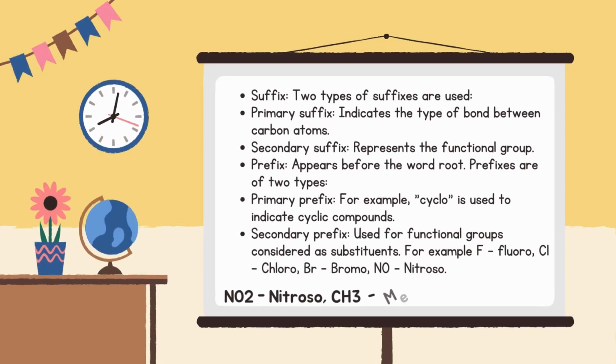Suffix. Two types of suffixes are used. Primary suffix indicates the type of bond between carbon atoms. Secondary suffix represents the functional group. Prefix appears before the word root. Prefixes are of two types. Primary prefix. For example, cyclo is used to indicate cyclic compounds. Secondary prefix, used for functional groups considered as substituents.